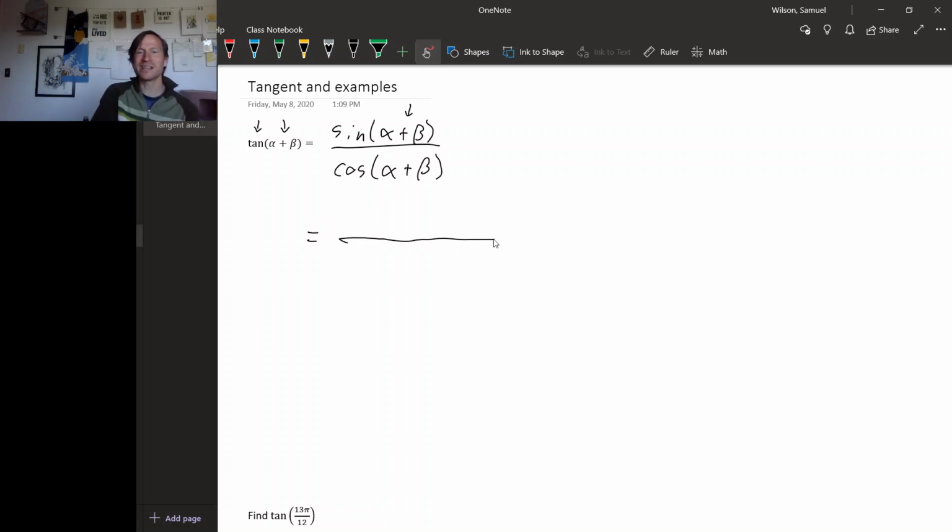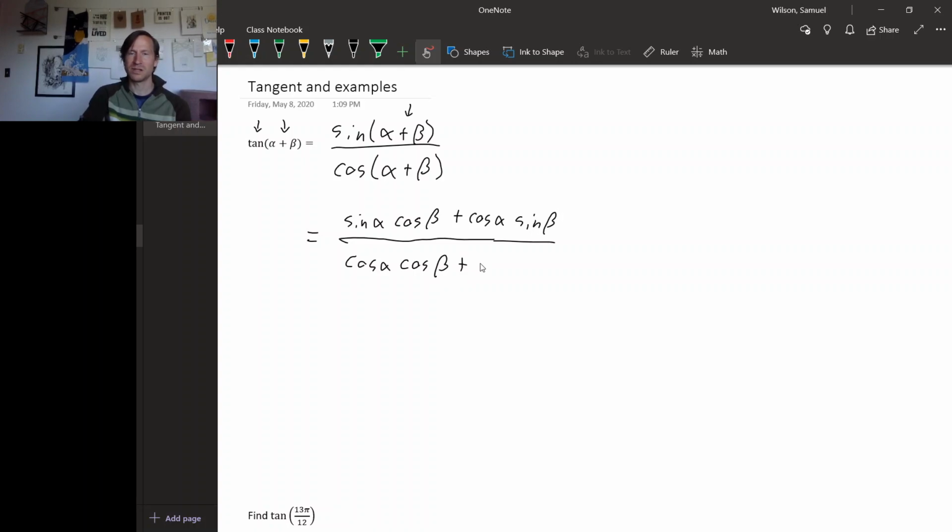So in the numerator, we get the addition formula for sine, and that's sine alpha cosine beta plus cosine alpha sine beta. And in the denominator, the sum formula for cosine, and that's cosine alpha cosine beta minus sine alpha sine beta.